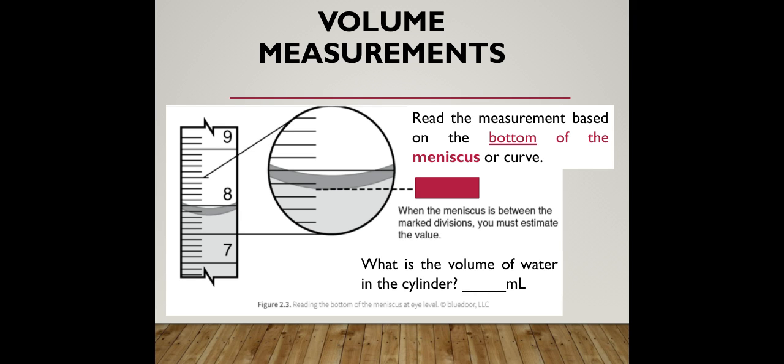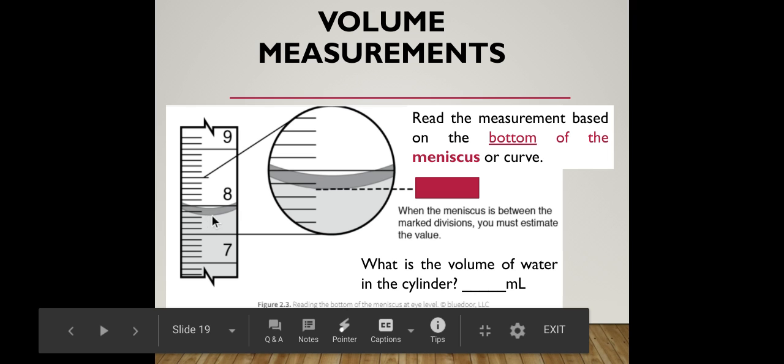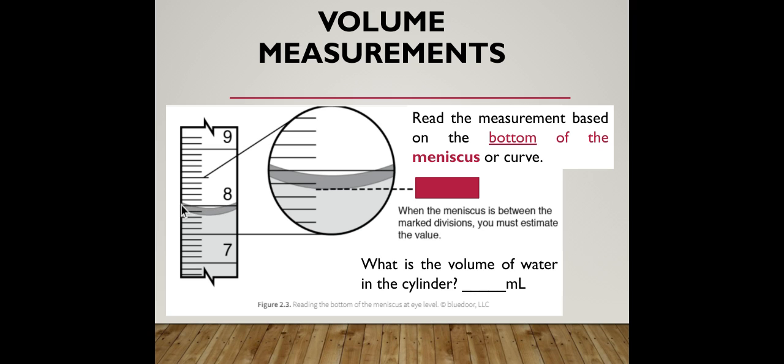When you look at the bend or curve of the liquid, you want to put the graduated cylinder, the pipette, whatever it is, on a flat surface and get eye level with the liquid. And then you can see where the bottom of it reaches. For example, here we see that there is more than 7 milliliters of water here, but it's not quite reaching 8.